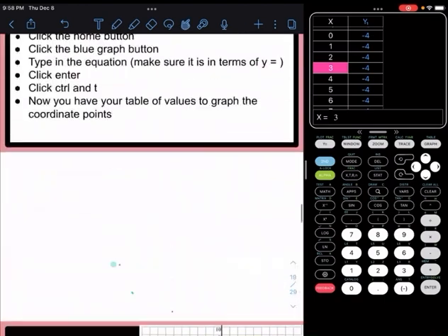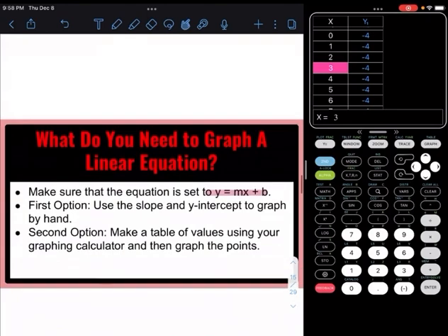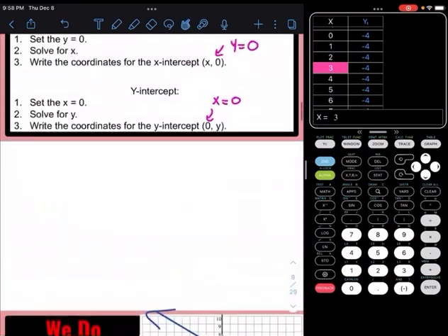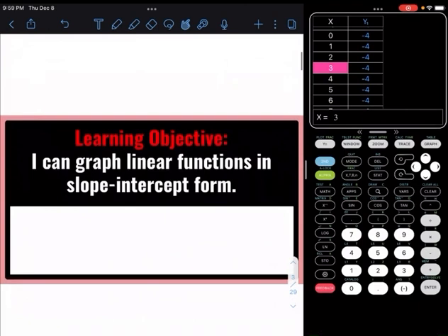Well, sometimes we have to find the table of values. Alrighty. Now we should be pros at graphing linear functions. They don't even need to be in slope-intercept form because we now know how to rewrite them.